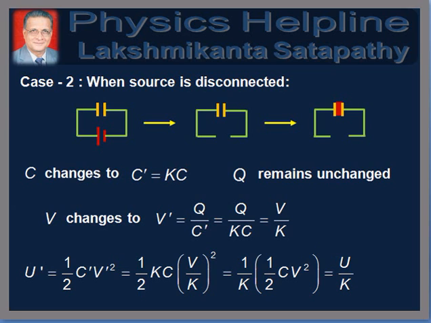Case 2. When the capacitor is disconnected from source before the dielectric is introduced. The situation is shown in the figure. In this case also, the capacitance becomes C' = KC. Since the capacitor is disconnected, the charge stored in it remains unchanged. Therefore, V changes to V' = Q/C' = Q/KC = V/K. And the electrostatic energy stored in it will be U' = 1/2 C'V'² = 1/2 KC (V/K)² = 1/K × 1/2 CV² = U/K.